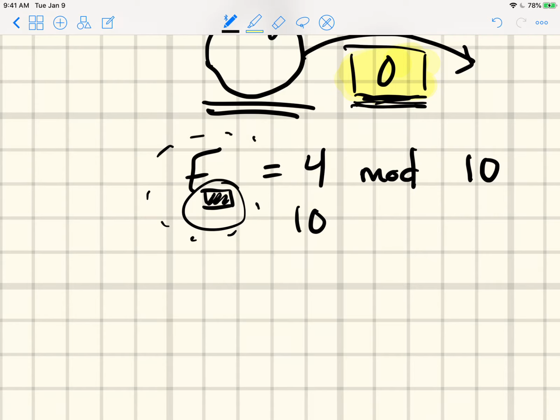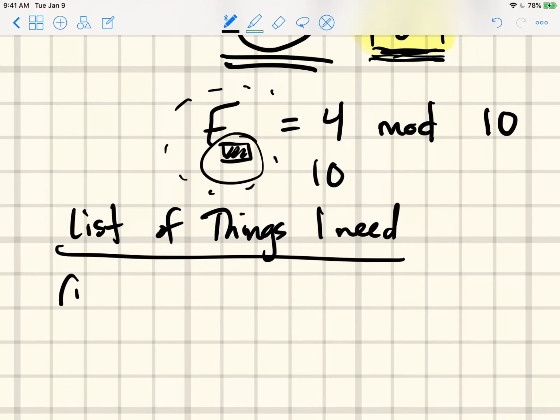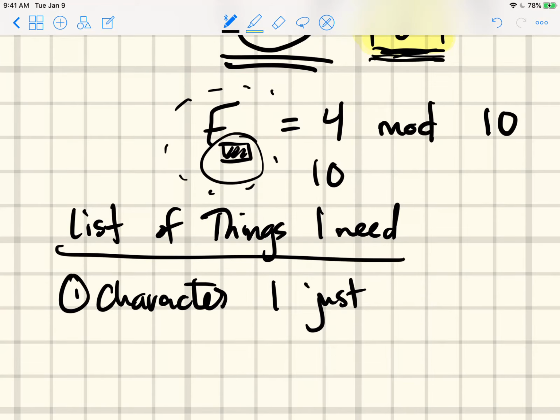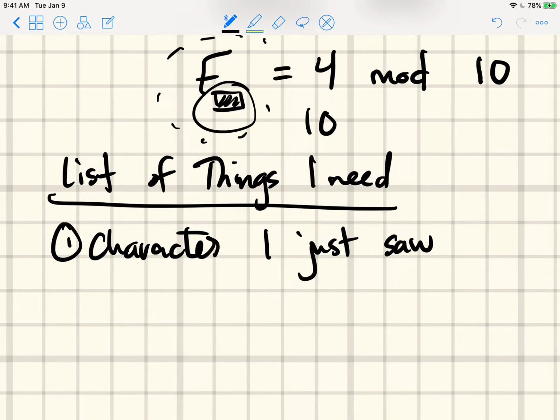So right off the bat, let me make a list of things I want my state to represent, a list of things I need, okay? So right off the bat would be the character I just saw, right? And that's just intuitively what we need. And how many possible characters can I have just seen? Well, the alphabet is 0, 1, so that's what that is.